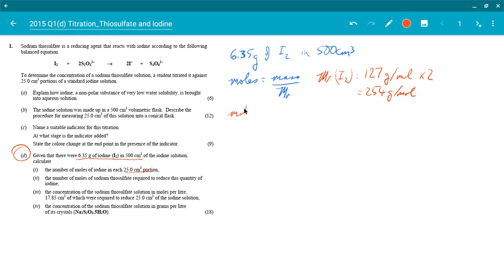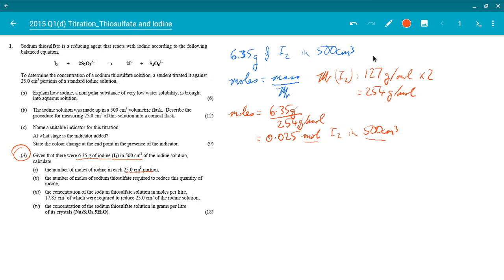So I can say moles equals 6.35 grams divided by 254 grams per mole. The grams above and below the line cancel out, and I'm left with number of moles is 0.025 moles of iodine in 500 centimeters cubed. Okay, so writing out the units and the volume in which it is.